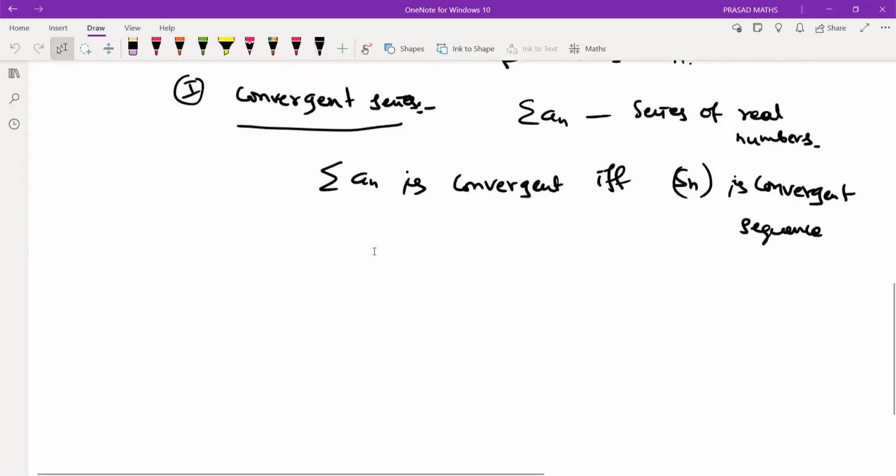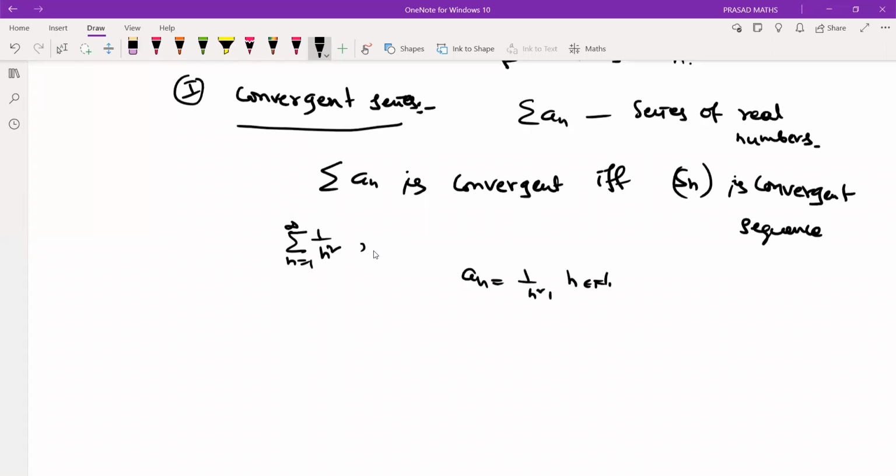Example, suppose you take this: the sum over n equals 1, 2, 3, of 1 by n square. Is it a convergent series? By looking at the series, it is automatically convergent by the p-test. But how can you show that it is convergent? Suppose you take this. What is my an? My an is equal to 1 by n square. Try to understand the definition first. Later we'll see the shortcuts. So what is my S1? My S1 is A1. A1 is nothing but what?